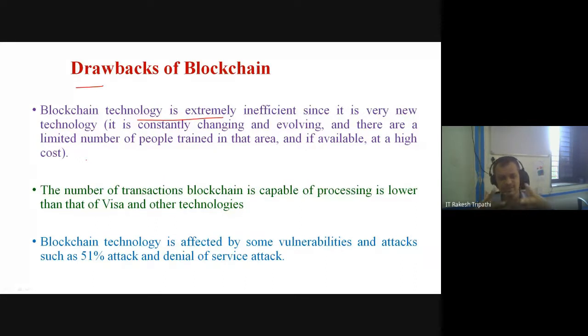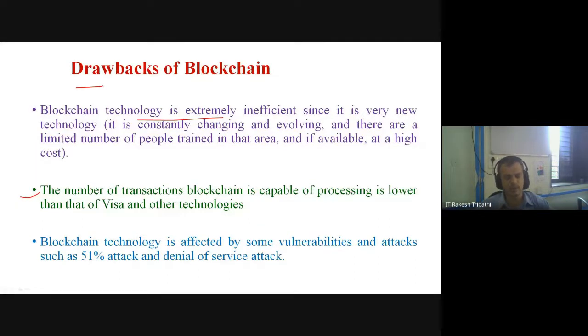The drawback of the blockchain is that blockchain technology is extremely inefficient because it is very new. You will find very few trained people working on blockchain. If you start on Hyperledger or Ethereum and you get any error, it is very difficult to debug and work on that. And the number of transactions that you can have on the blockchain, say Bitcoin, is very much less than what Visa offers you.